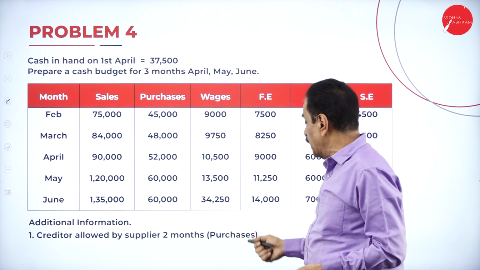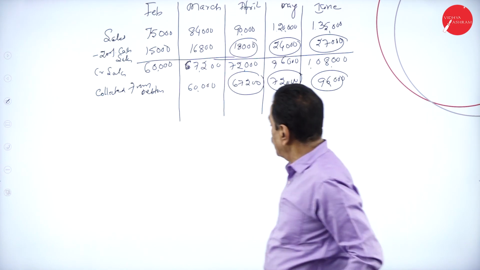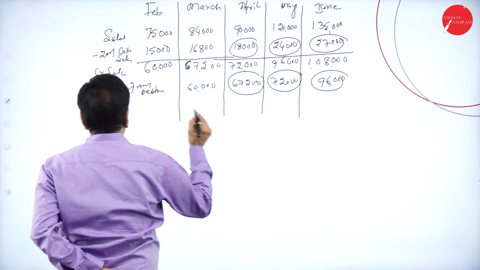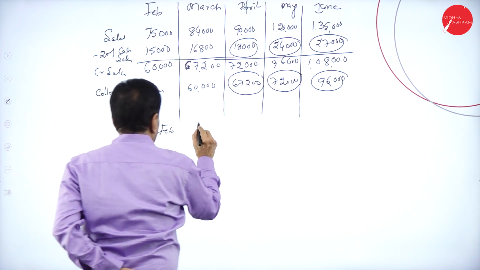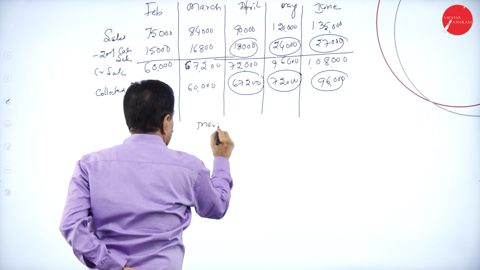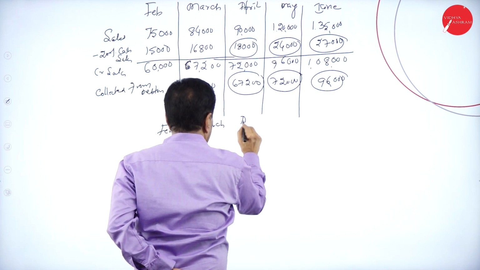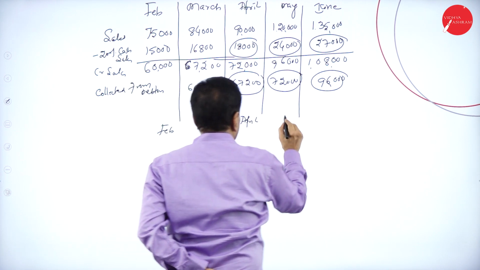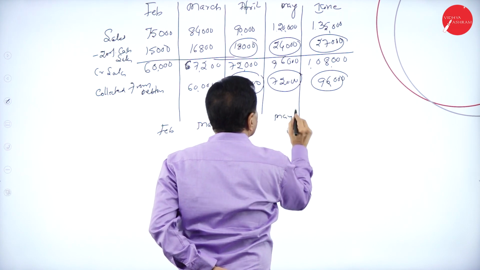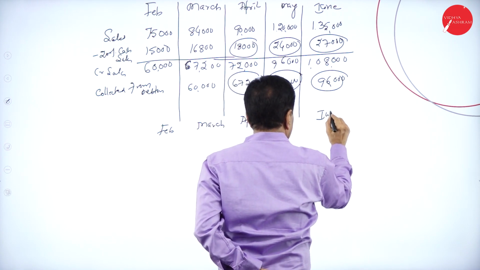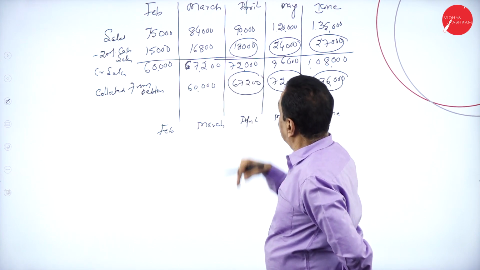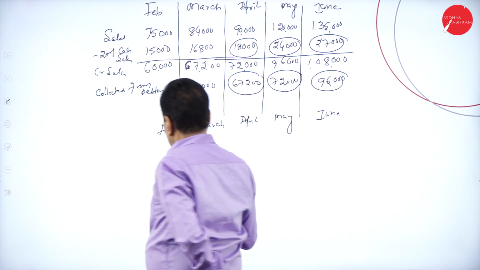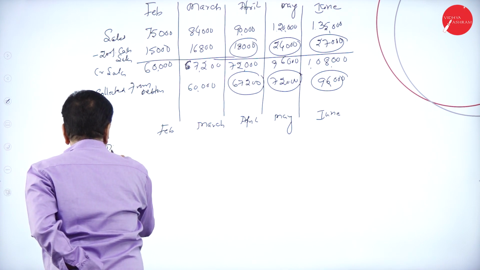Creditors allowed by supplier is 2 months, he says. Then purchases. February, March, April, May, June. After 2 months means February, March, in April. So purchases.